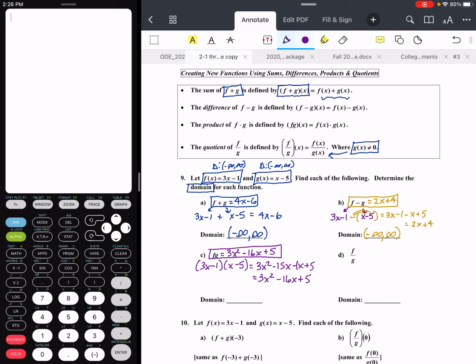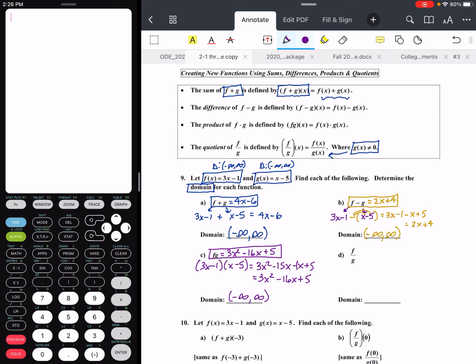Okay, as far as the domain, f has no restrictions in its domain, g has no restrictions in its domain, f times g is also a polynomial, so the domain, again, no excluded values, negative to positive infinity.